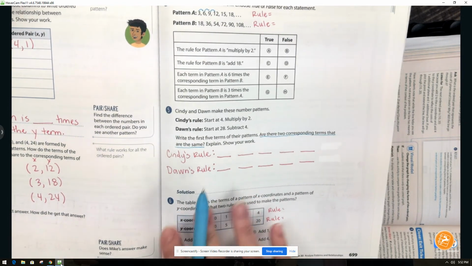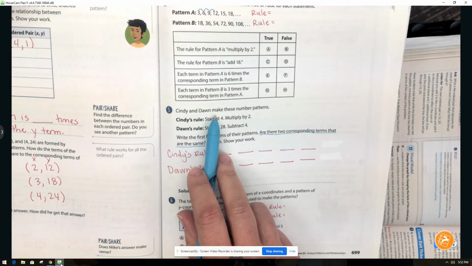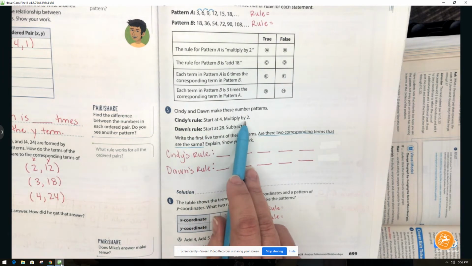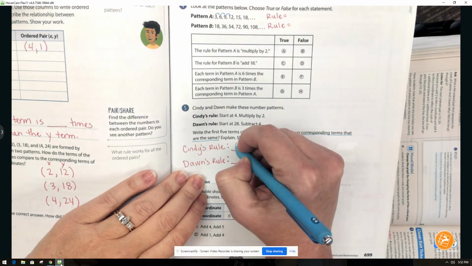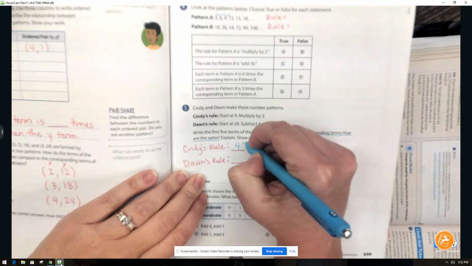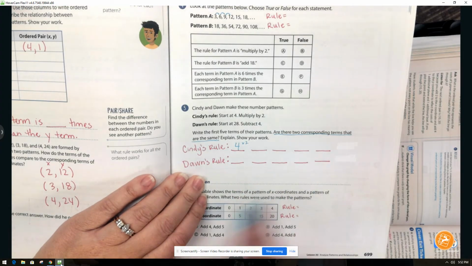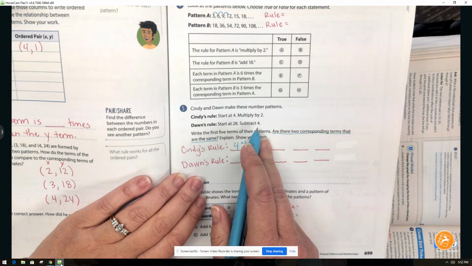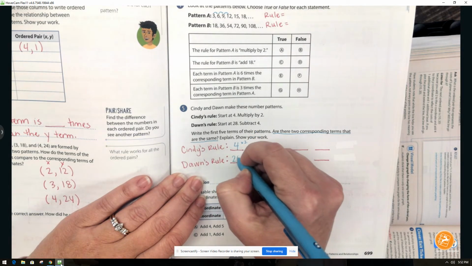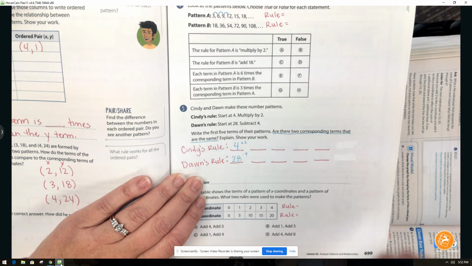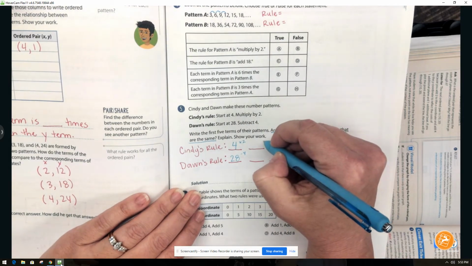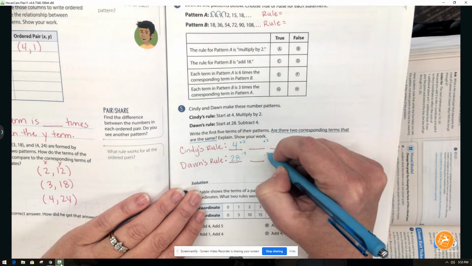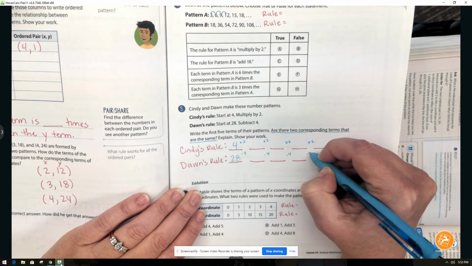Number 5, Cindy and Dawn make these number patterns. Cindy's rule is to start at 4 and multiply by 2. So we're going to start at 4 and then multiply by 2, and you're going to move up like that. Dawn's rule is to start at 28 and subtract 4. So she starts at 28 and then subtracts 4. So each time, Cindy's going to multiply by 2, and each time, Dawn's going to subtract 4.